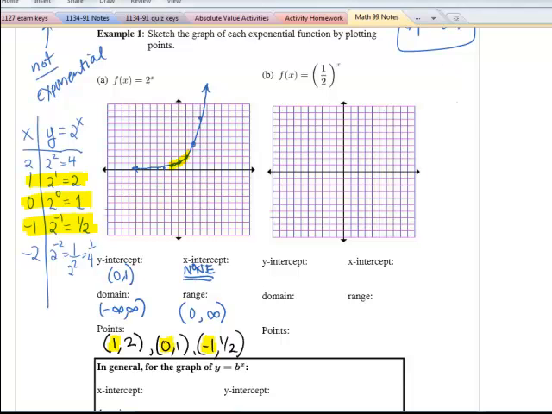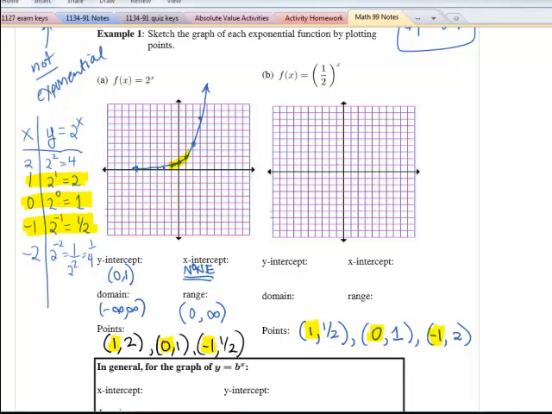So on this graph, 1/2 to the x, let's do the same thing. If x is 1, we'd have 1/2 to the 1, which would be a half. If x is 0, we'd have 1/2 to the 0, which would be 1. And if x is negative 1, we'd have 1 over a half, which would be 2, right? The reciprocal of a half. So again, what I'm doing for my points are taking the x values 1, 0, and negative 1.